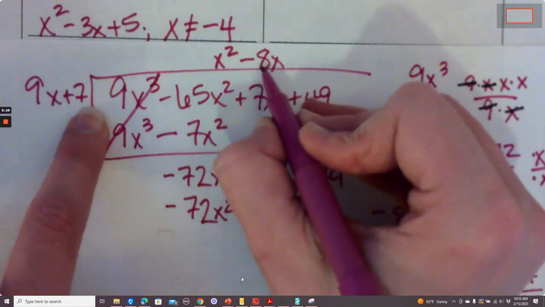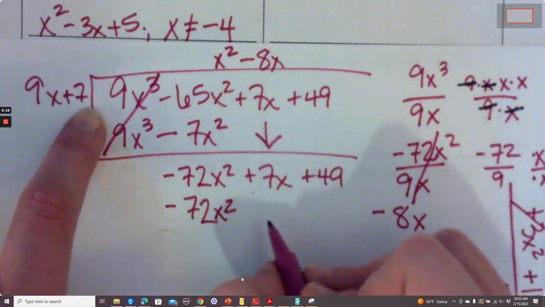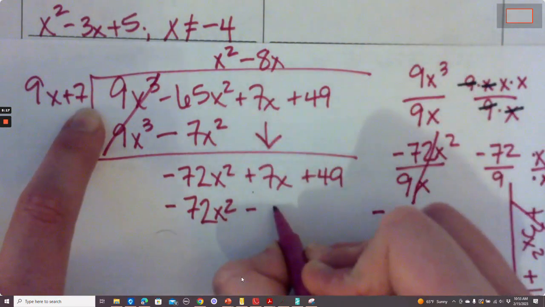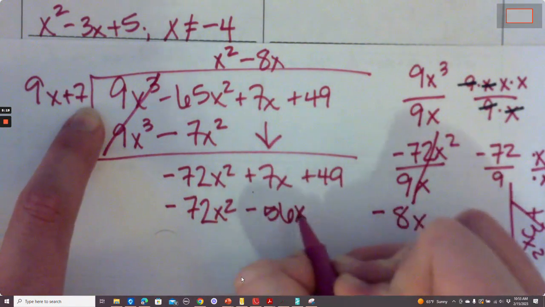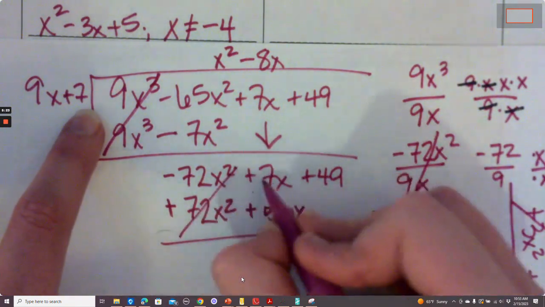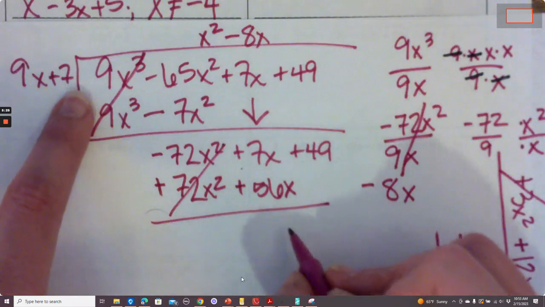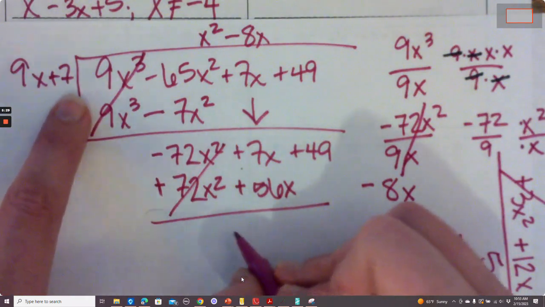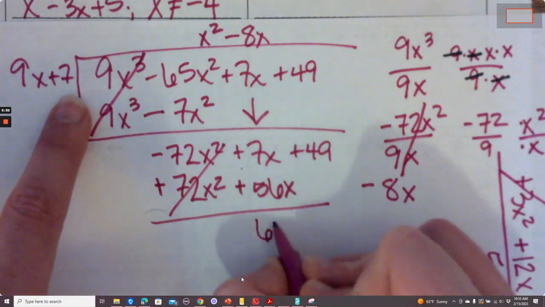Somebody do this. 7 times negative 8. You said what? Negative 56. Negative 56x. Subtract by changing signs. So this cancels. And then what's 7 plus 56? My brain won't work that. 63? Yeah, 63.